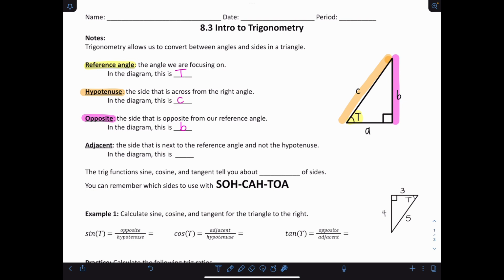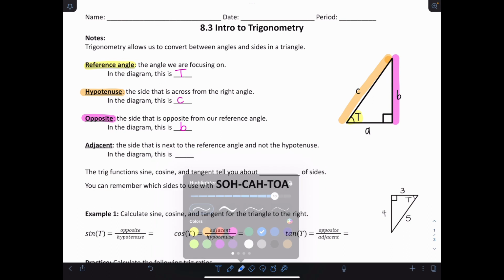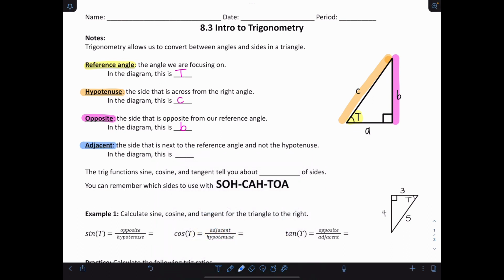We've gotten C labeled, we've gotten B labeled. We must need something for A, and that would be the adjacent side. Adjacent in English just means next to. So this is the side that is next to the reference angle, and it's also not the hypotenuse. In the diagram, this is A. Perfect. So we've gotten all of our pieces labeled.